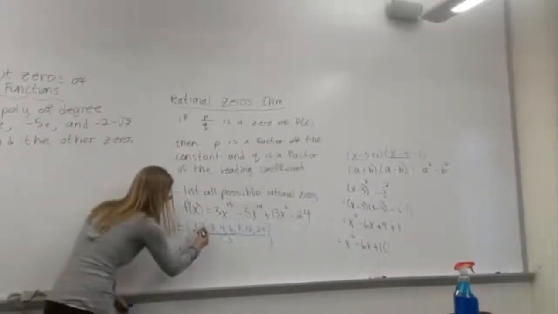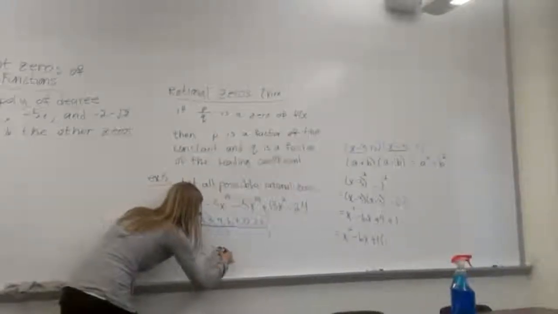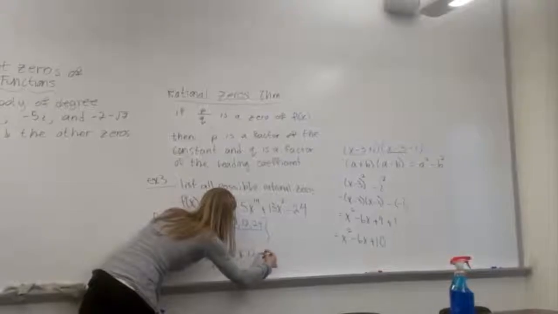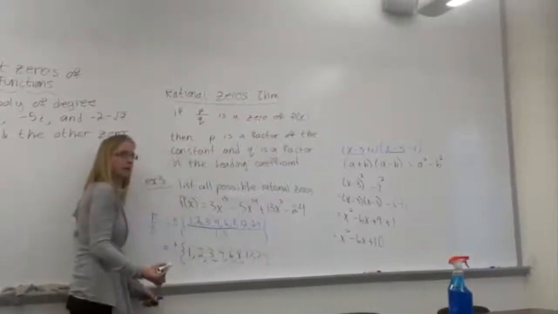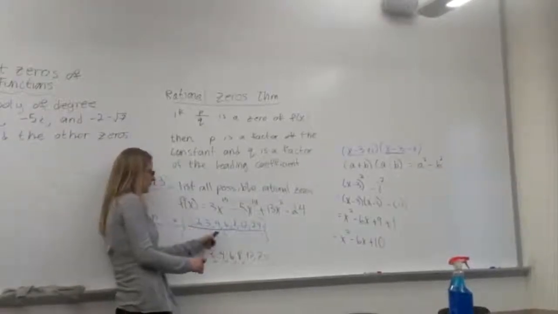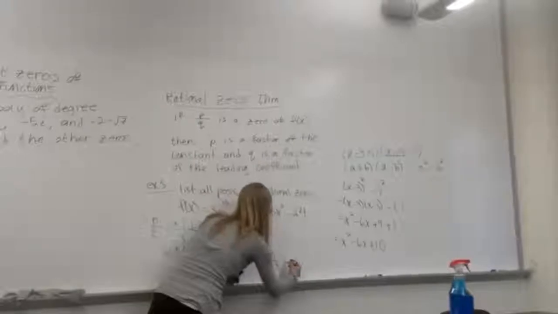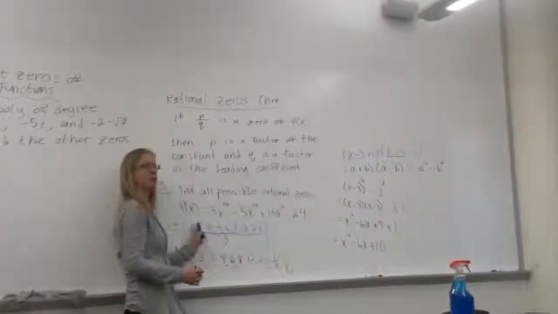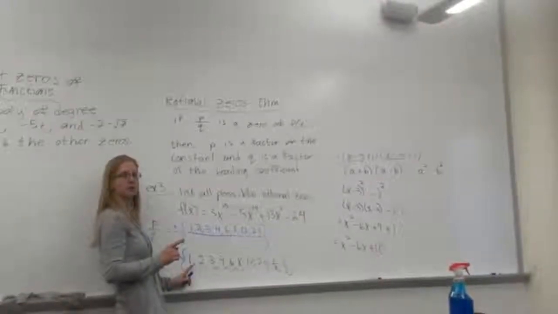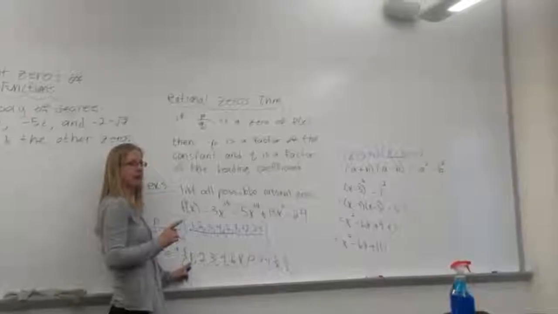Forgive me for being really far down. So 1 divided by 1 is 1. 2 divided by 1 is 2. 3, 4, 6, 8, 12, 24, right? And now I have to do all the numbers divided by 3. So what's 1 divided by 3? 1/3. Excellent. What's 2 divided by 3? 2/3. Excellent. And then I have 3 divided by 3. What's 3 divided by 3? 1's already written. I don't need to rewrite it.